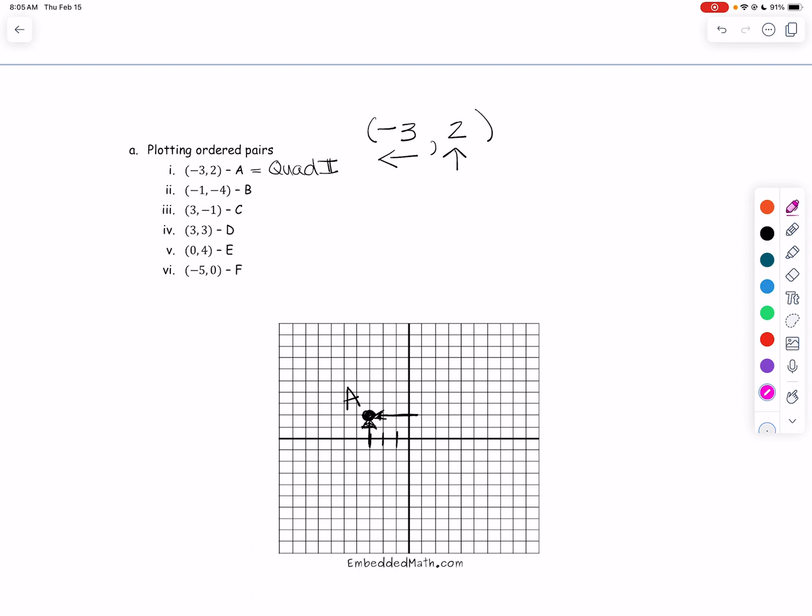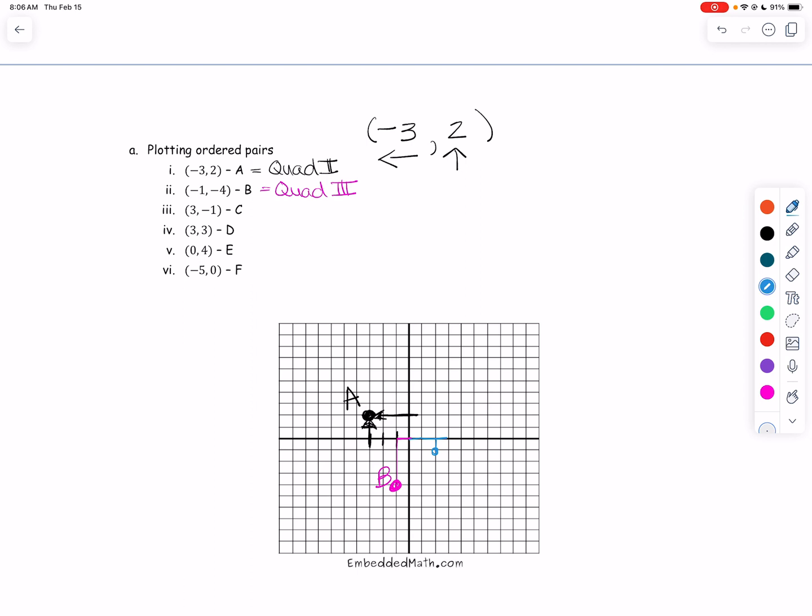Then if I'm going to plot -1, I'm going to go this way, and -4, I'm going to go 1, 2, 3, 4, and there is my point B. And this is in quadrant III. So I'll put that over here, quadrant III. Okay, now for C, I am going to go 3 to the right, 1, 2, 3, and then I'm going to go down 1.